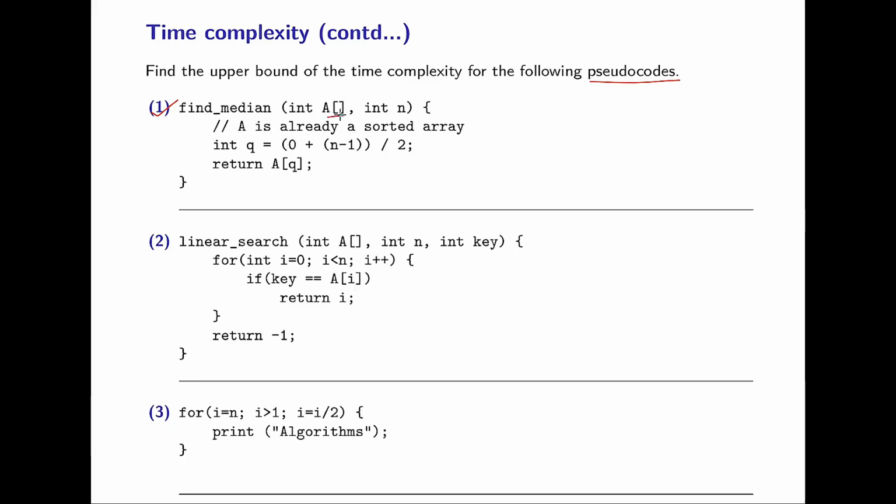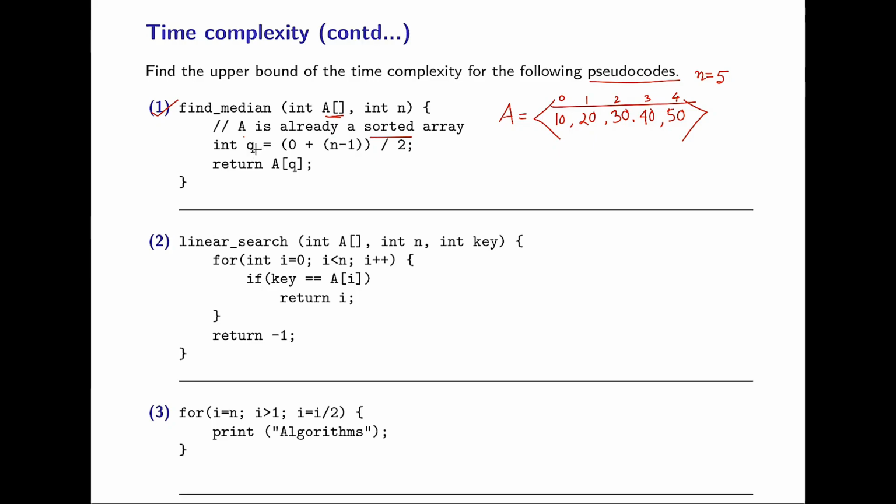A is an array of numbers, and A is already sorted, as given in the comment. Let's take an array: 10, 20, 30, 40 and 50. These are the array elements. Let's write the indices here. Index starts from 0, so 0, 1, 2, 3, 4. Now what is n? n is the size of the array. How many elements are there? 5 elements, so n equals 5.